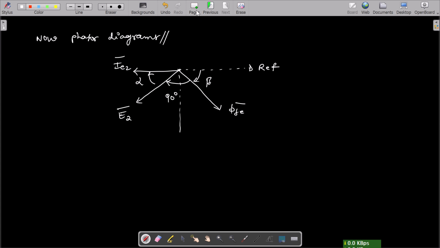Now we will go to the working of the motor. Now we apply the motor principle.